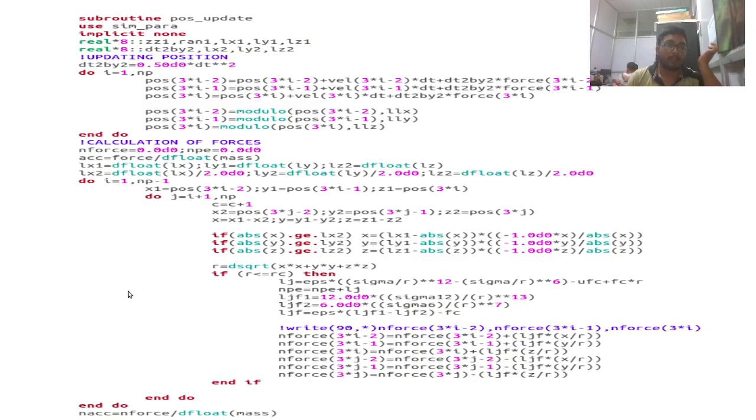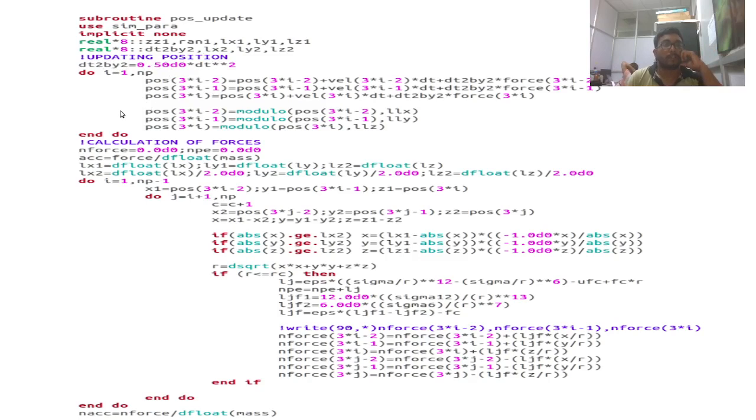So in this you see that we have the subroutine position update. In this subroutine also we have used the module in which all of the parameters have been given their values, and the other parameters which have not been defined in the module are defined here, and then how to update the position. So this dt2 by 2 is a redefinition of this half dt square.